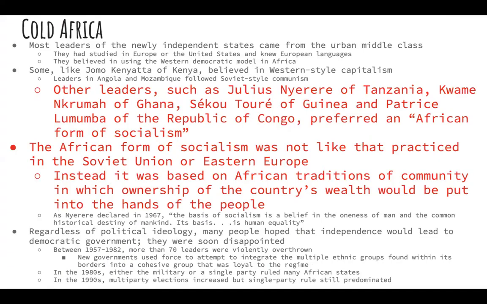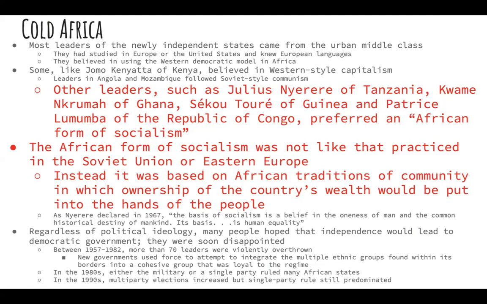All right, Cold Africa. So most leaders of the newly independent states came from the urban middle class. They had studied in Europe or the United States and knew European languages. They believed in using the Western democratic model in Africa. Some, like Jomo Kenyatta of Kenya, believed in the Western style of capitalism. Leaders in Angola and Mozambique followed Soviet-style communism.